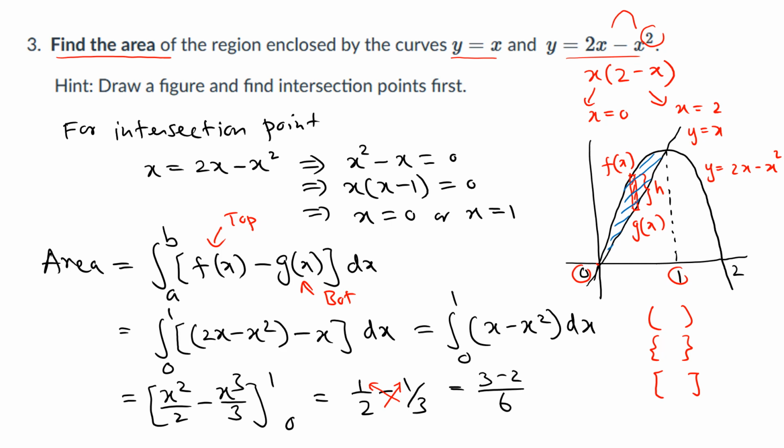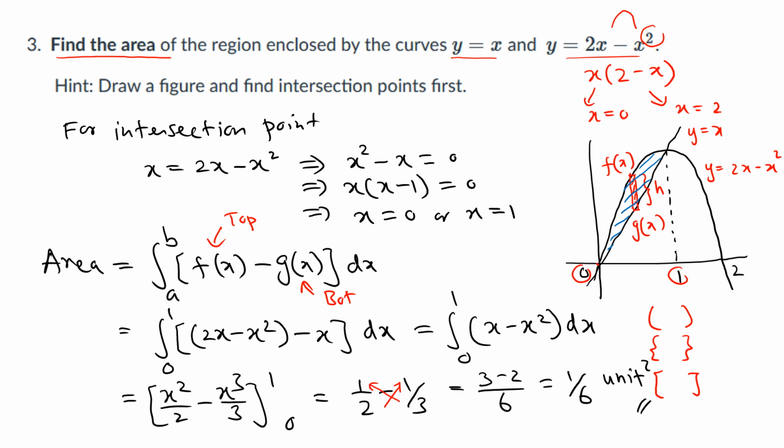That's a very simple calculation. So it's 1/6. This is the area, so it is unit squared. That is the answer for this problem. It's a very simple problem, but all kinds of problems are going to be like that. One major thing is you need to look at the intersection point first. After you get the intersection point, you can do that.